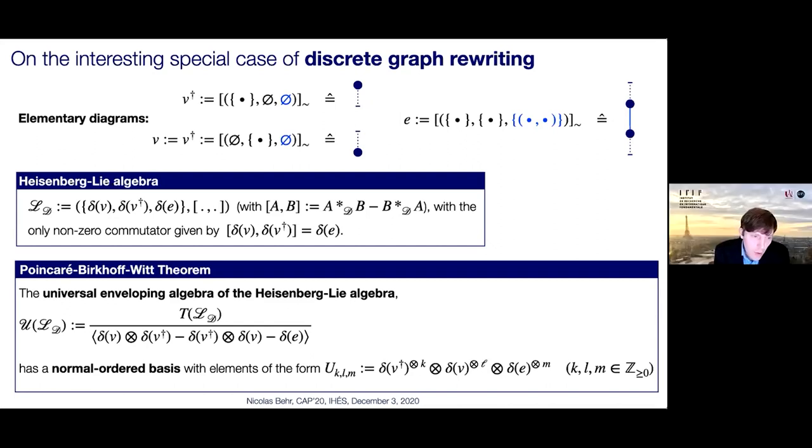And now one can take a very nice result from the mathematical literature, the Poincaré-Birkhoff-Witt theorem. If you form the universal enveloping algebra of the Heisenberg-Lie algebra, which is to say you can tensor arbitrary basis vectors chosen from these three types together, modulo a relation created by the ideal generated by this commutation relation, there is a very nice basis for this space. Given some arbitrary order on the elements, in particular the one where you first sort the string of all the V plus, V dagger occurrences, then all the Vs and then all the Es, you can write a basis for this universal enveloping algebra of the form shown here. This is the Poincaré-Birkhoff-Witt theorem.